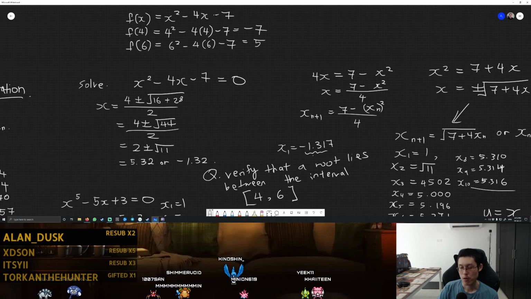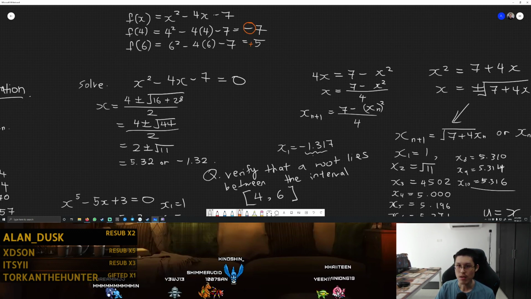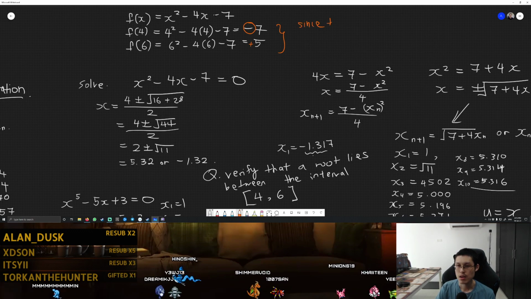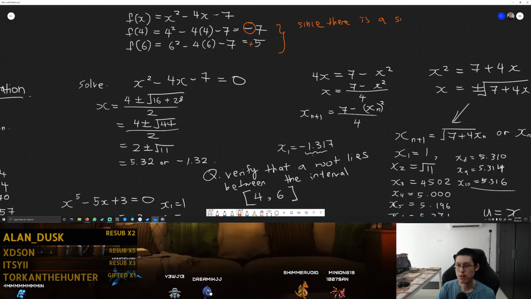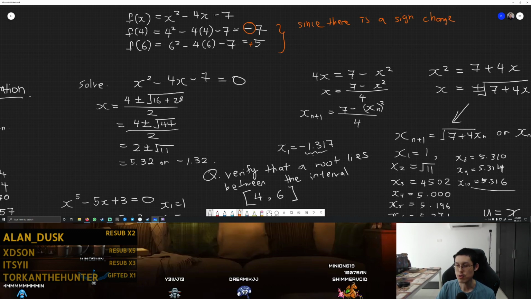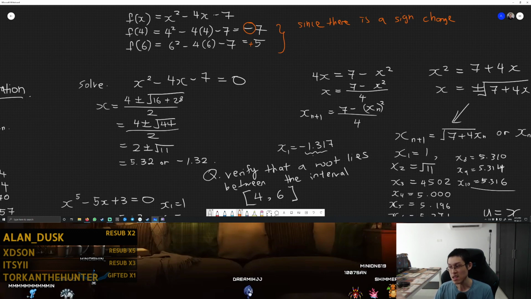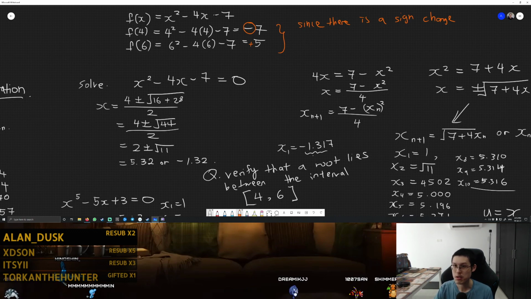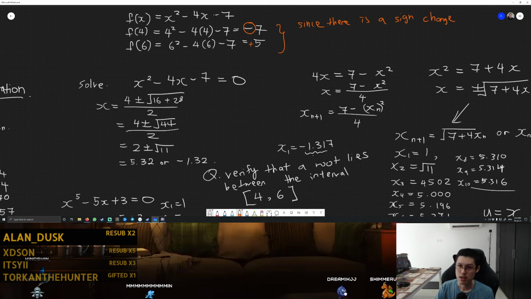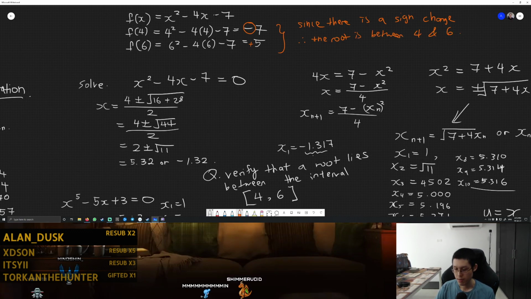Okay, so what you're looking for here is a sign change. So you can see here this is negative, but this is positive now, right? So since there is a sign change, you have to write this out in the exam, by the way. They will ask you to verify that the root lies between the interval, but that is just another way of saying check that there's a sign change. Okay, so you say since there's a sign change, therefore the root is between 4 and 6.